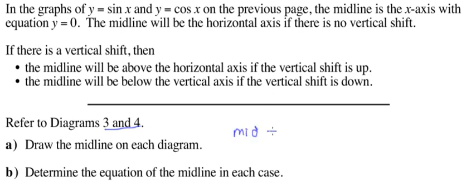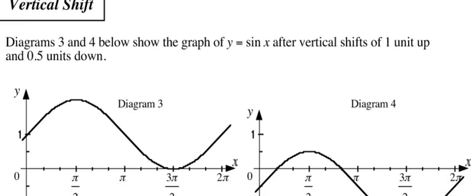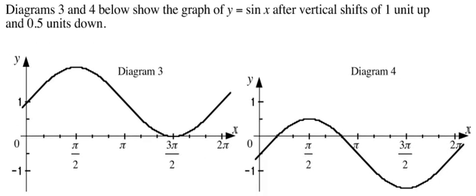The midline is maximum plus minimum divided by 2. In other words, the midline is the average of the max and min of your wave. So let's see if we can put that to work up here. Diagram 3. They didn't label this incredibly well, did they?